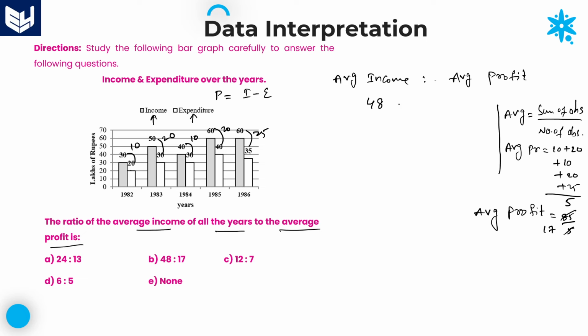Therefore, the required ratio: average income is 48, average profit is 17. These two values will not cancel, so directly you can keep the answer as 48 is to 17. That is the required ratio of average income to the average profit over all the years from 1982 to 1986. Among the options, option B is the right answer for this question.